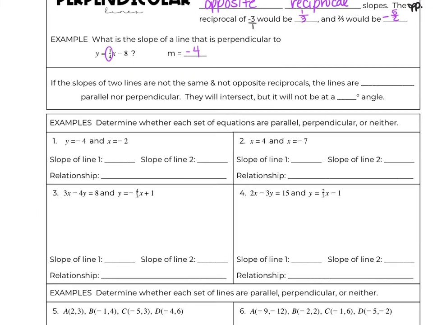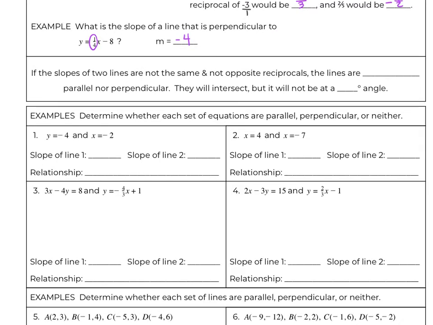Okay, and just a little side note here. If the slopes of two lines are not the same, but they're also not opposite reciprocals, the lines are neither parallel nor perpendicular. So they'll intersect, but they will not be at a 90-degree angle. Because remember, perpendicular lines form those 90-degree angles, okay? So that's why it's going to be important for us, what we're looking at.